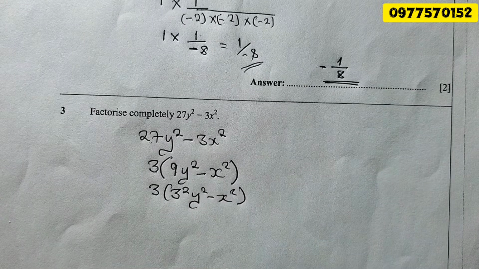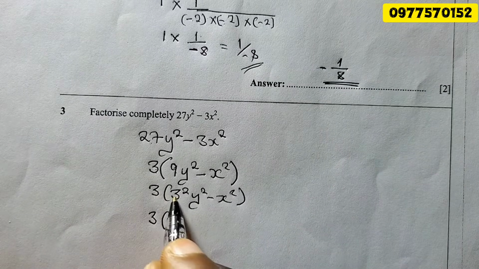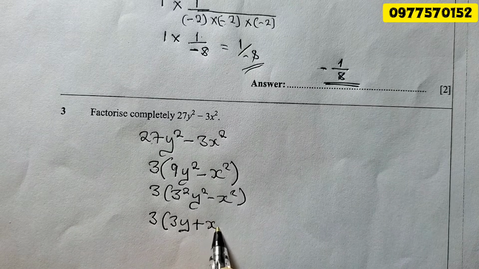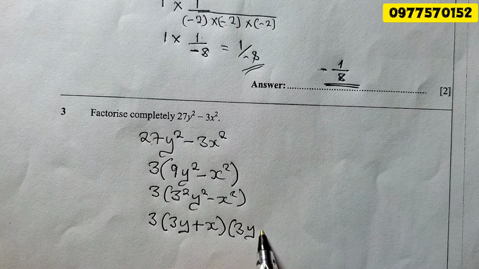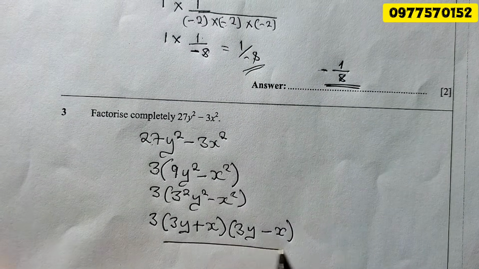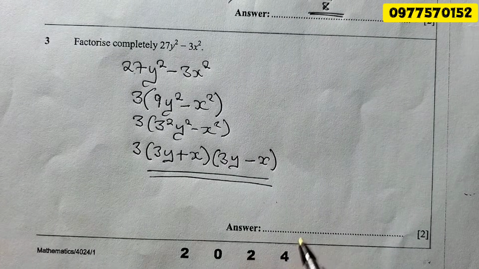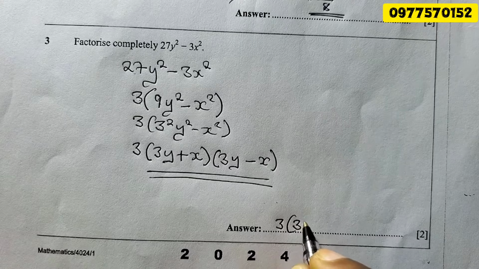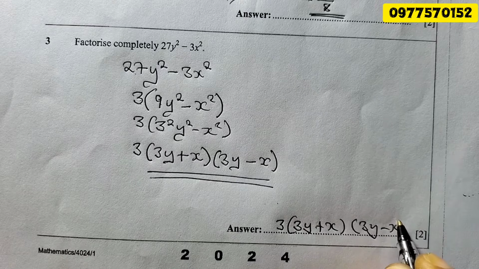So everything here is raised to the power 2. Therefore, our final answer will be 3 open bracket. Let's get one of the 3's here, and then one of the y's plus x like this. And then the remaining 3y minus x, and this is the final answer. Are we together? The final answer. Then we can write our final answer here as 3 open bracket 3y plus x, 3y minus x, like this.